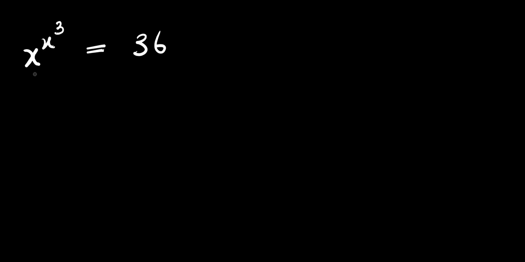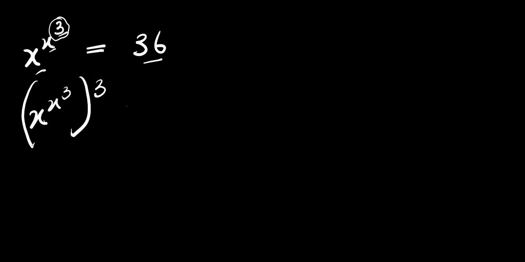Hello, how to solve x^3 = 36? Solving for all values of x that satisfy this equation. Now we have power 3 here. I can easily express this as x^3 because of this 3 here. I raise this to the power of 3, and this equals 36 to the power of 3.